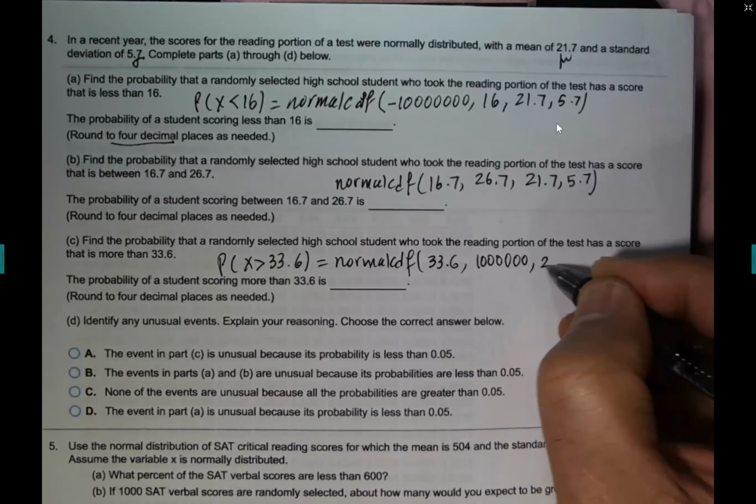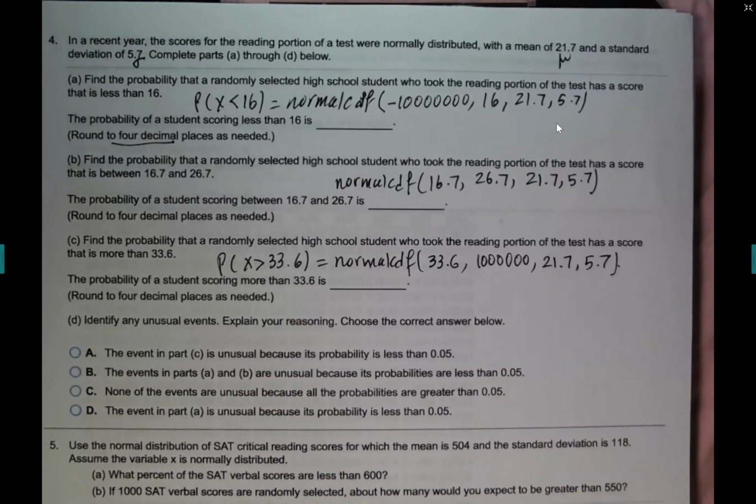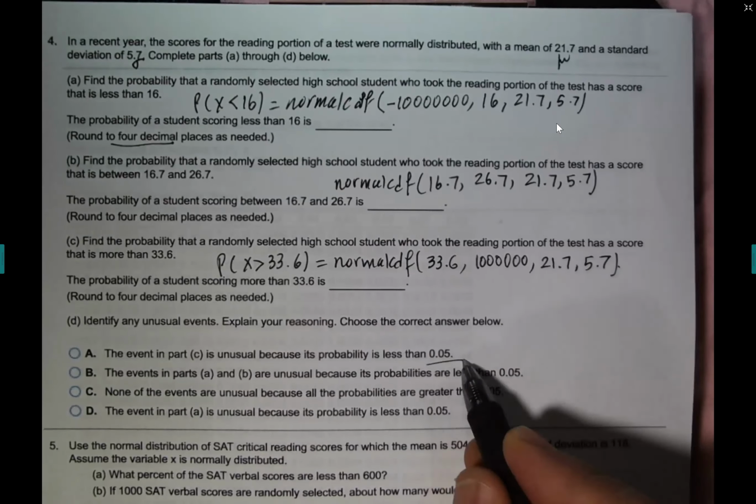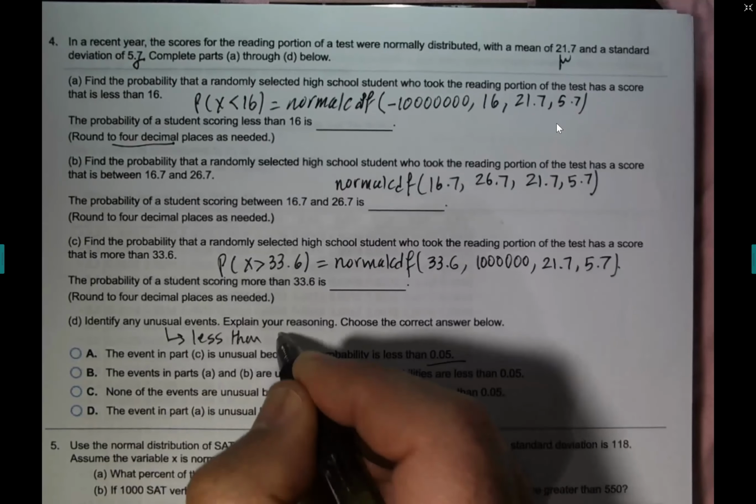And then 21.7 and then 5.7. And you get the answer. Now, in part D, he's asking you to identify any unusual events. Here's how you answer this question. If any answer is less than 5%, it is called unusual. Since we didn't do the answers, I don't know which ones are unusual or not. But any answer that is less than 5%, say this is unusual. This is the 5% right here. So unusual means less than 5%.